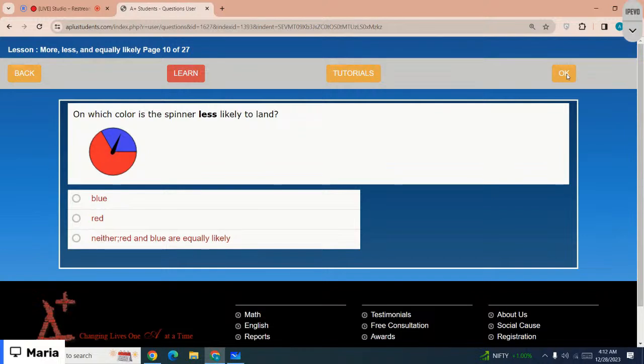Because the spinner has a small blue portion, right? So it will be less likely to land on blue. Very good. The correct option is blue, right?